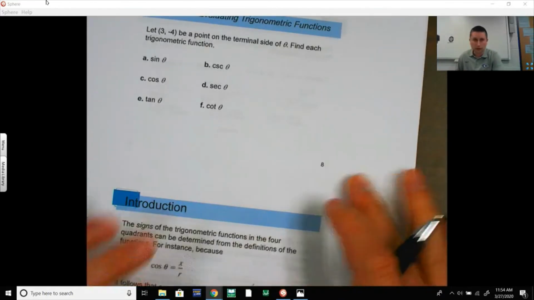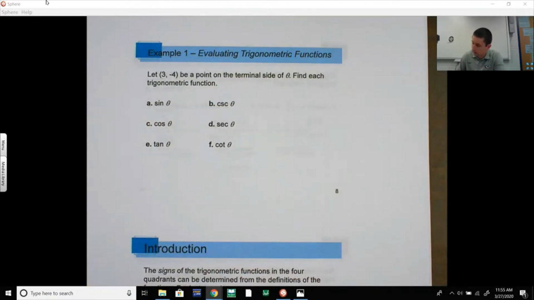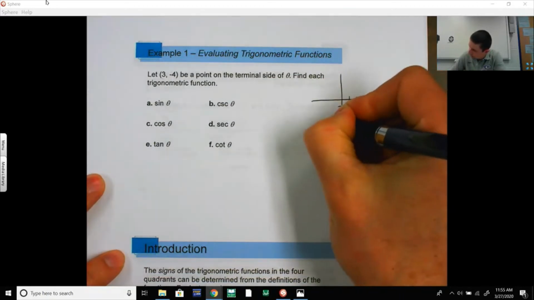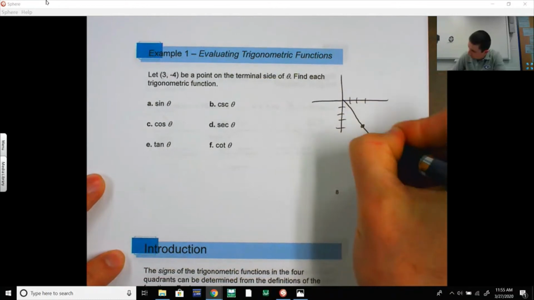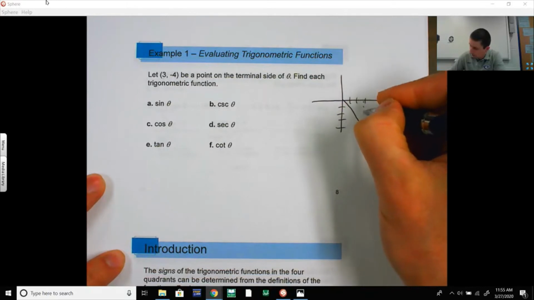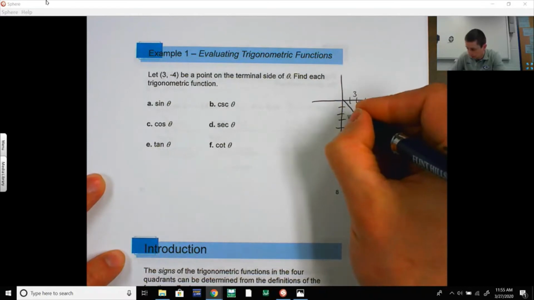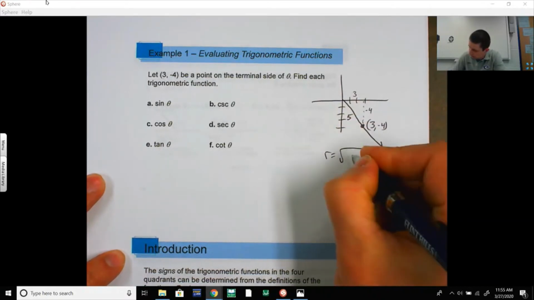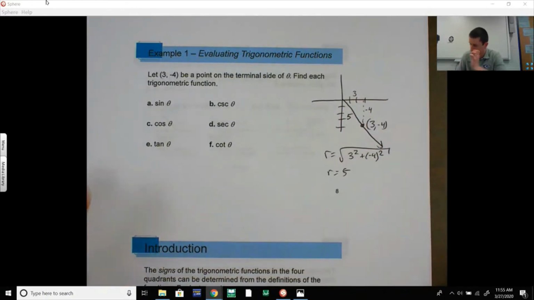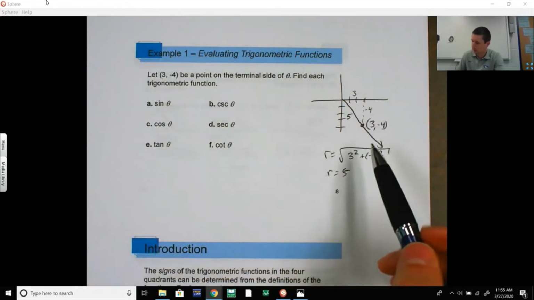Okay, so here they don't give you the chart. They say let 3, -4 be a point on the terminal side of theta. Find each trigonometric function. So if you're making a right triangle with this, notice this is 3, this is your -4. 3, 4, this one has to be 5. Again, you can use this formula, 3 squared plus -4 squared, and you'll get r equals 5. So you can kind of draw your own diagram for this. 3, -4 would be down here in the fourth quadrant.